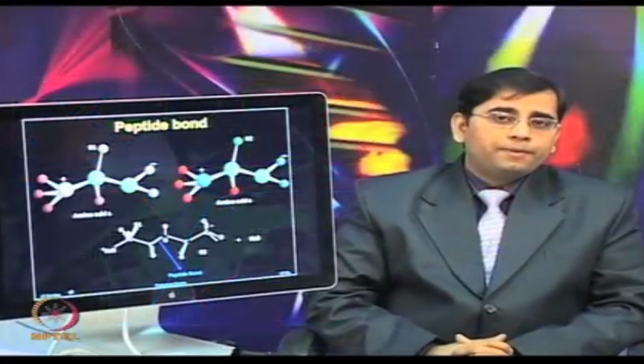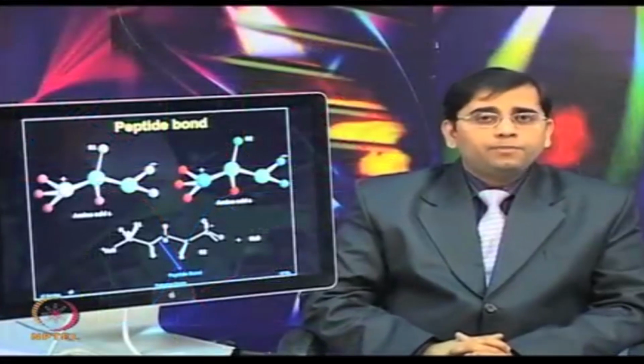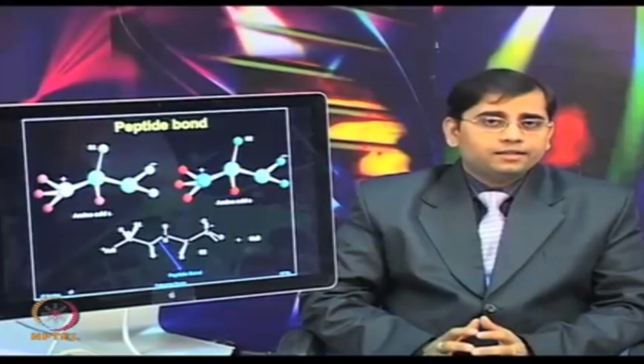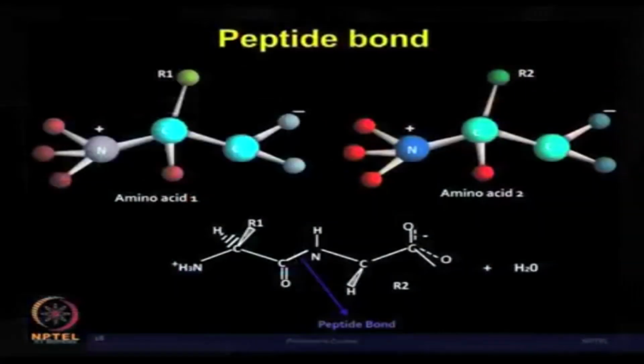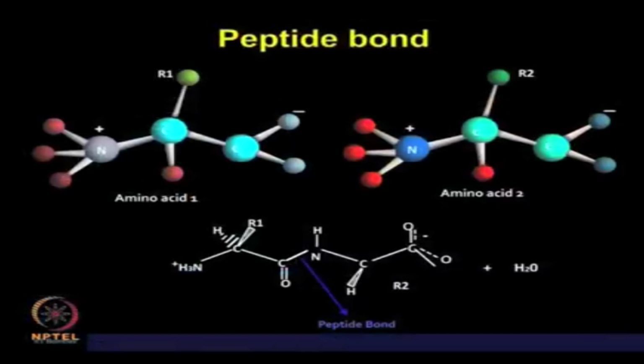Let us now talk about peptide bonds. A peptide bond can link amino acids to form polypeptide proteins. The alpha carboxylic group of one amino acid is linked to the alpha amino group of another amino acid. As you can see here, these 2 amino acids are forming the bond, and the peptide bond is formed with accompanying loss of a water molecule.